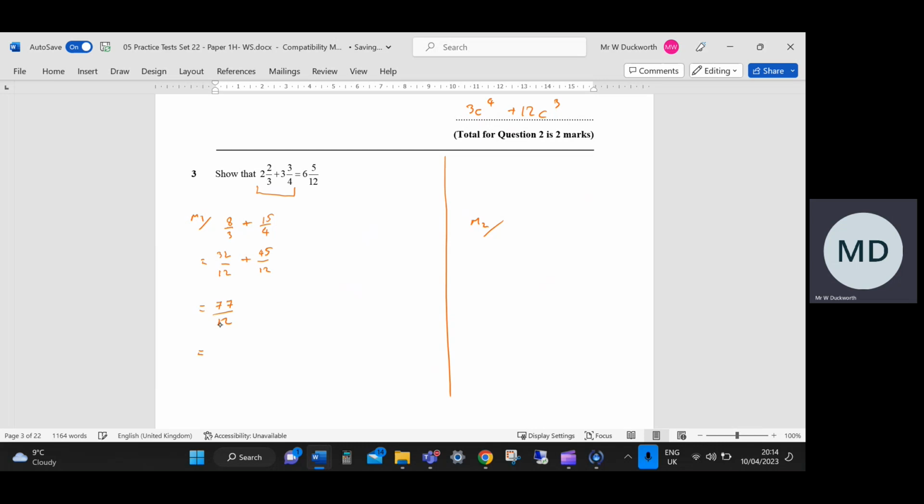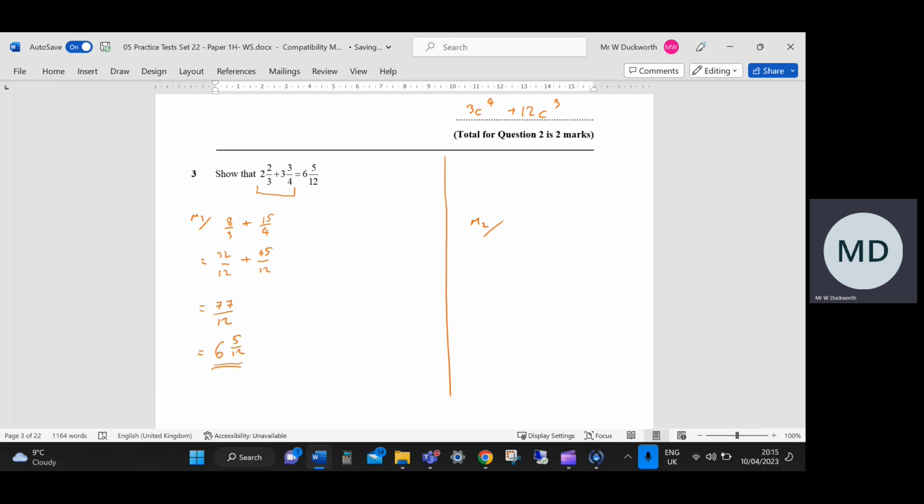And then 12 goes into 77 fully 6 times, which would be 72. So it goes in fully 6 times with 5 left over, which is still divided by 12, which was what we were asked to show. So we can stop there.